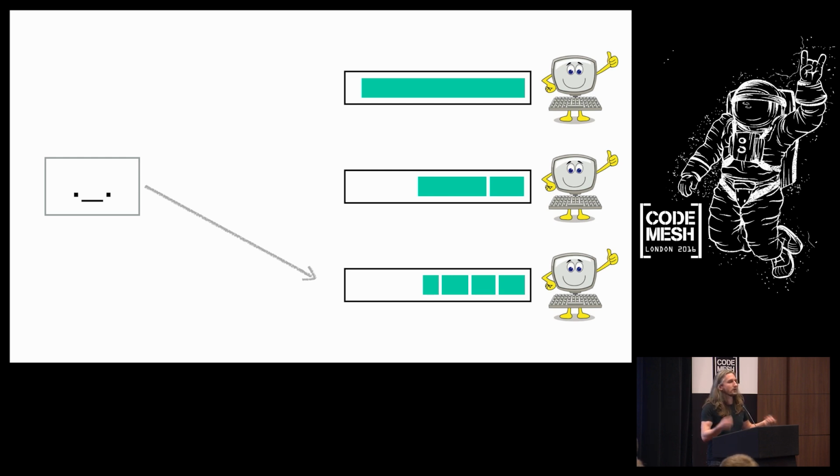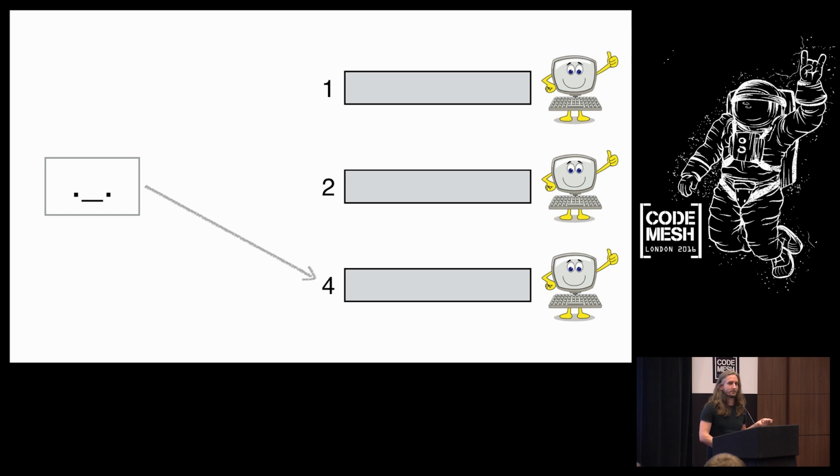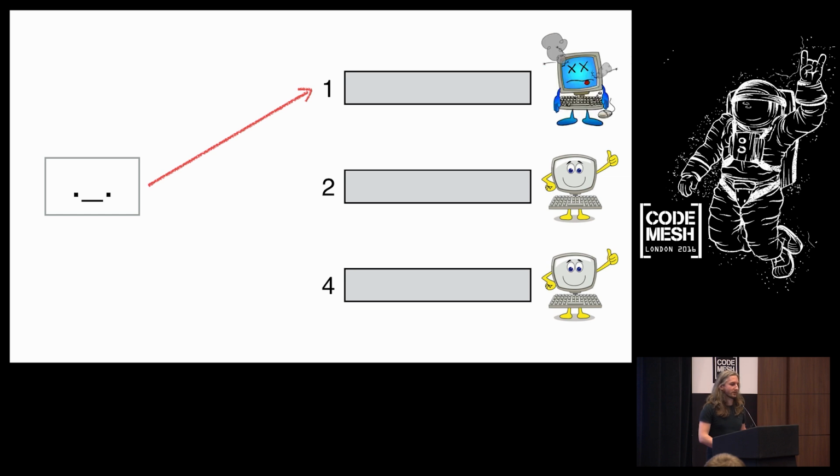But we can't actually know that ahead of time. And so all we know is the number of requests in the queue, potentially, right? And so the answer is that we choose one, and it becomes sad and falls over. Such a sad computer.